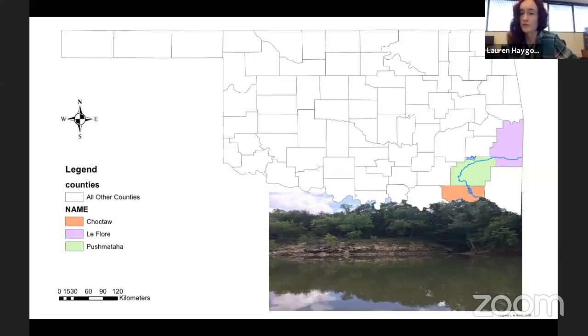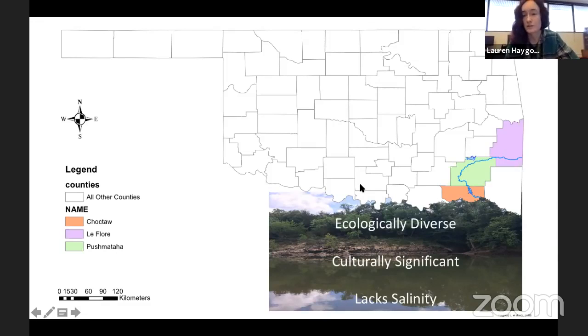And the Kiamichi River is in southeast Oklahoma, flowing through Choctaw, LeFlore, and Pushmataha County. And here's a picture of it again. It's one of the most ecologically diverse rivers in Oklahoma. It has around 80% of the total mussel species in Oklahoma. It has 98 fish species, 256 bird species, 55 mammal species, and 1,067 plant species. It's culturally significant, so it has 94 prehistoric sites that have been uncovered. And it also lacks salinity, so it's considered to be one of the most freshwater sources in the state of Oklahoma. So it's a very cool river.